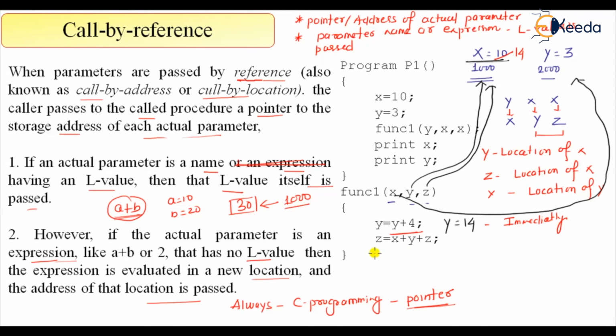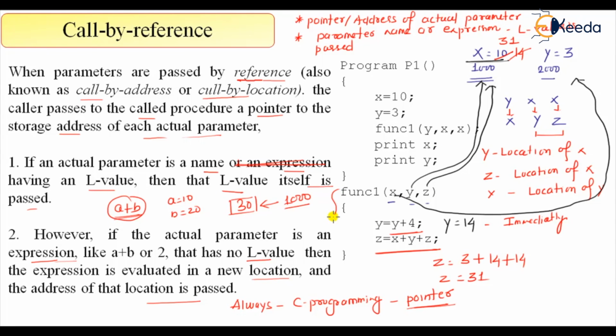Now when you say z is equal to x plus y plus z, z is pointing to the same location. What is x? Follow x, that is 3. What is y? Follow y, 14. And follow z, that is also 14. Then z will be updated, pointing to the same location, to 31. So the 14 value will be changed to 31.